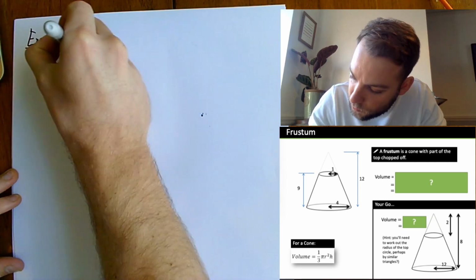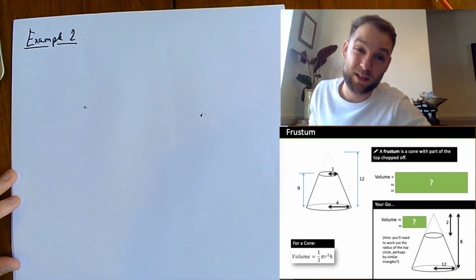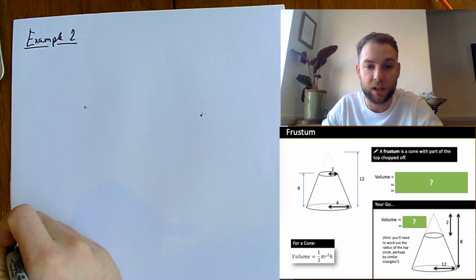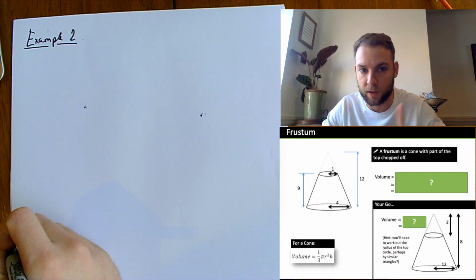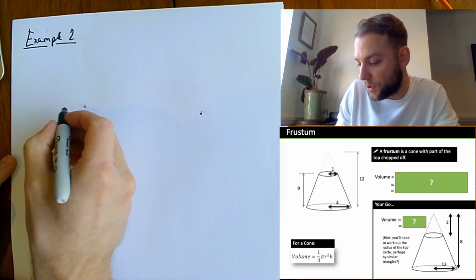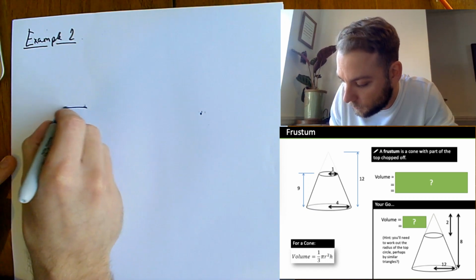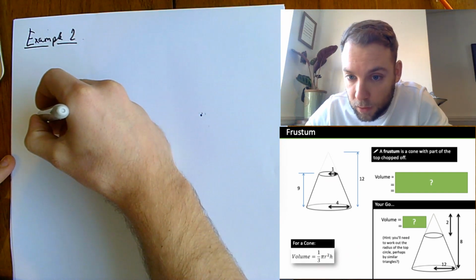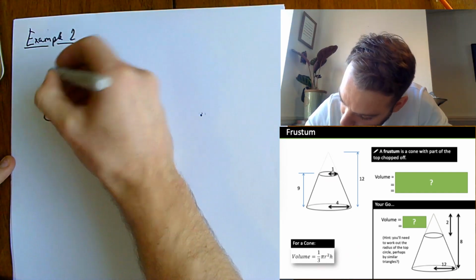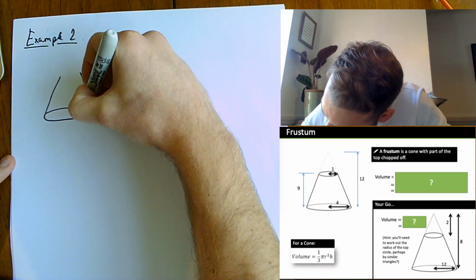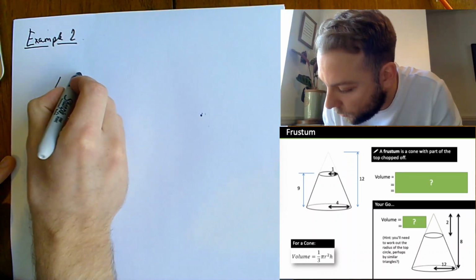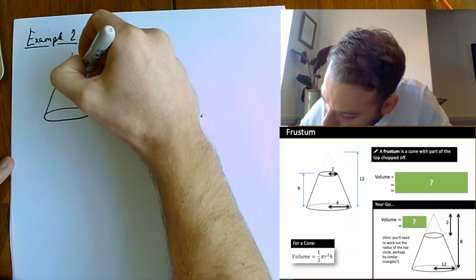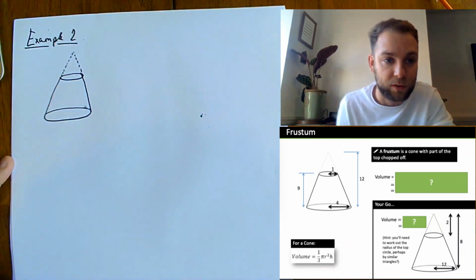Example 2. This first one is, to be honest, quite easy because it actually gives you the radius of this one. We are going to look at ones where they don't give you that. So again, to draw this, oval at the bottom, we do our lines up like so. We do another oval at the top, and then we continue this as a dotted line like so. That's how we draw this frustum.